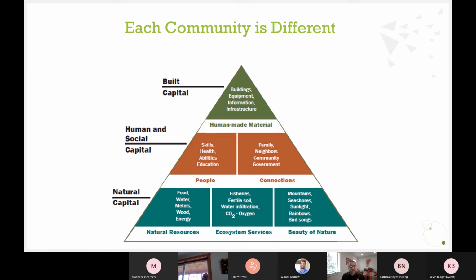And lastly, there's natural capital. We can talk about natural resources that continue to be available to us, as well as ecosystem services, or even some of those intangibles, like the beauty of nature. So I bring up this list of ingredients because each community is a little different and has a different mix. Some of the wealthier communities might have a great deal of infrastructure or equipment that they can bring to bear on a problem. Some communities really have to rely more on the human and social capital.